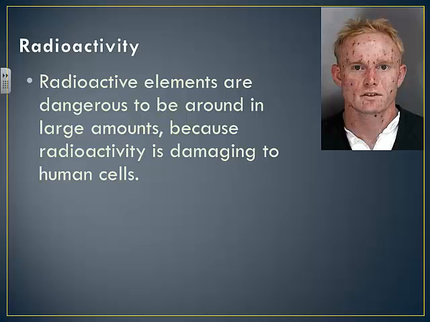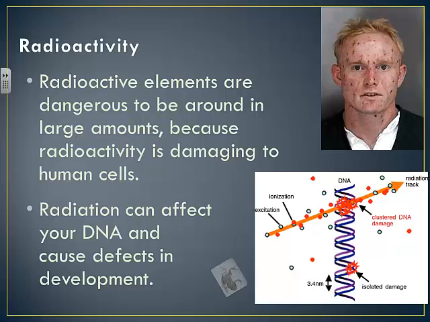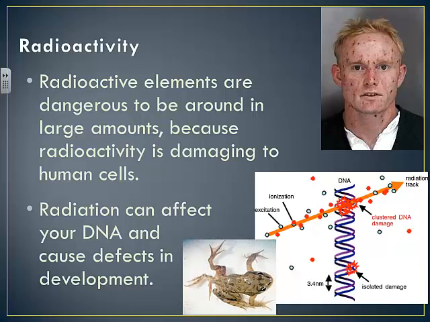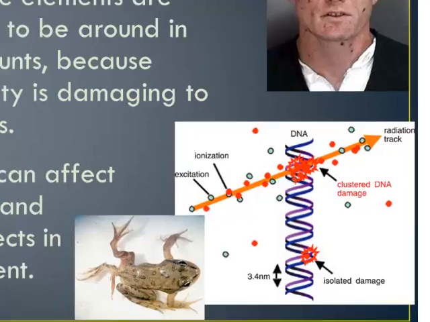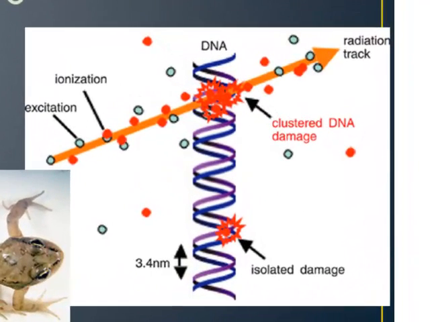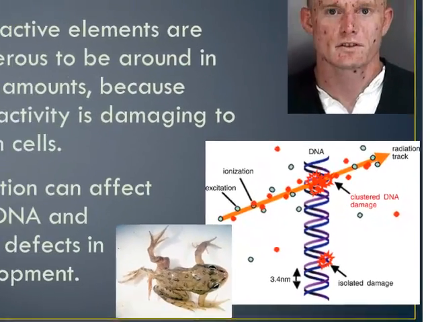Being exposed to a radioactive element, that high energy given off, can disrupt cellular membranes. Radioactive elements are dangerous to be around in large amounts because, as you can see, radioactivity is damaging to human cells. It can actually affect your DNA and cause defects in development, such as what we see here in this frog. In the early development of the egg, that egg was probably exposed to some form of radiation which caused damage to the DNA. As you can see in this diagram, if the radiation affects a sequence of base pairs in DNA, then it can cause radical changes in how those instructions are followed.